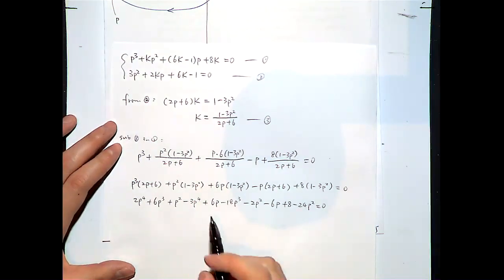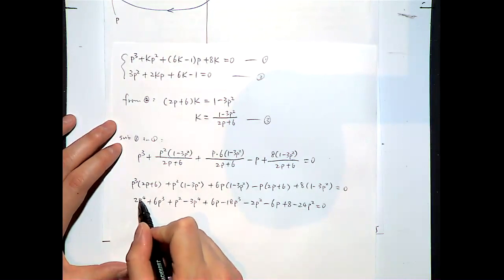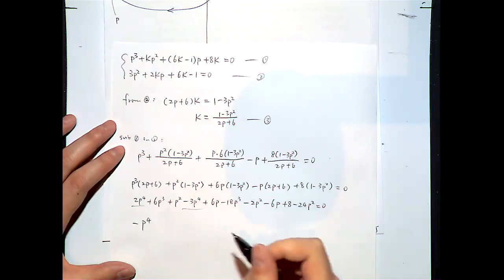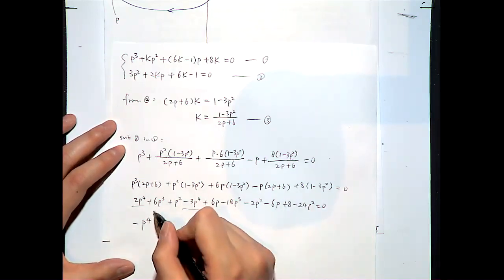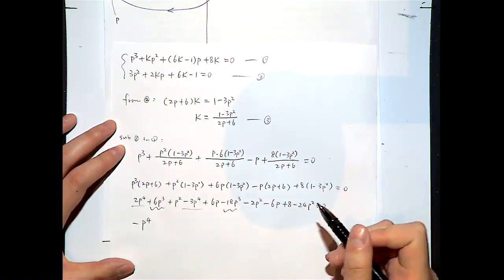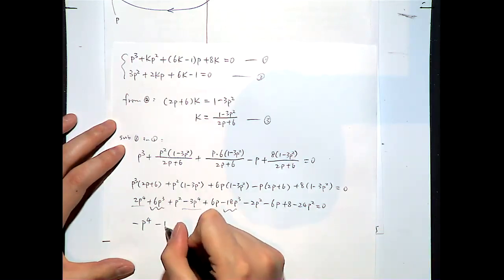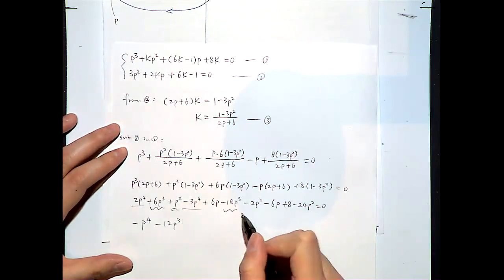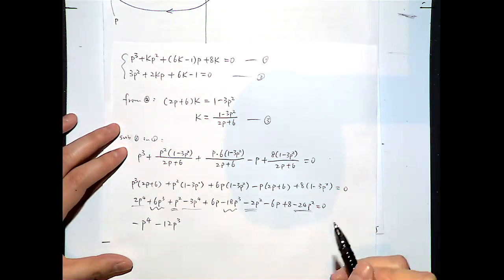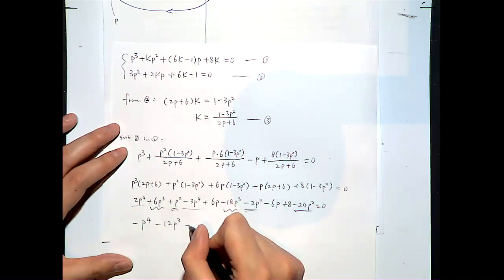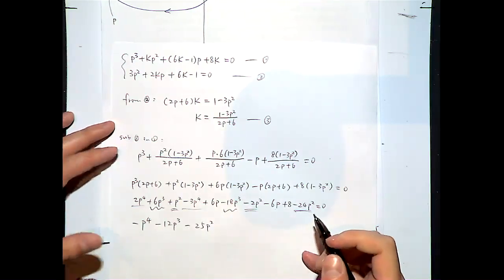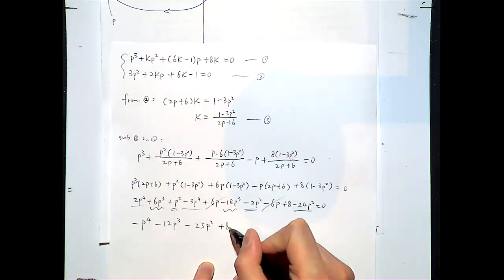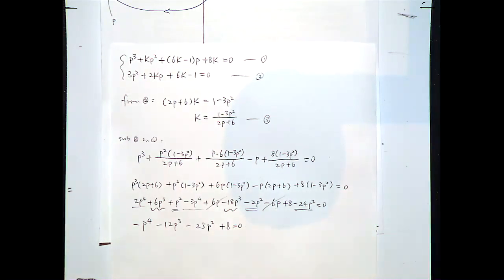And now you organize the terms. For p to the power of 4, you have this 2, so negative p to the power of 4, and then the cubic term, negative 12p cubed, and then the squared term, which gives you negative 25p squared. This 2 cancels out, and then you have positive 8.